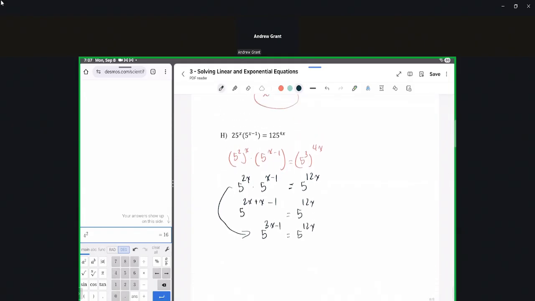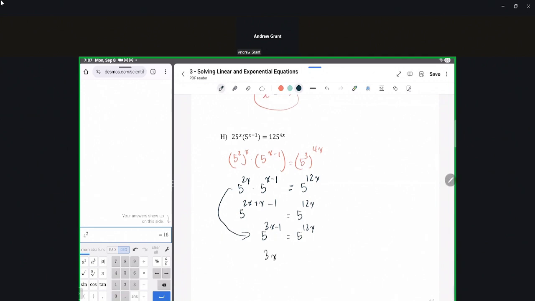From here, we can just equate the exponents. So we have 3x minus 1 is equal to 12x. Subtracting 3x from both sides, we get negative 1 is equal to 9x. And if we divide both sides by 9, we get x is equal to negative 1 over 9. Okay, again, a lot more complicated, but we can easily check to see if this is the case by substituting in, but we'll trust that that's correct.